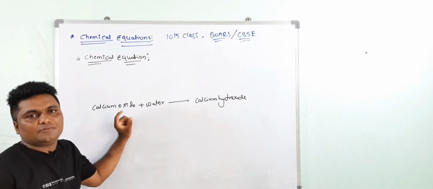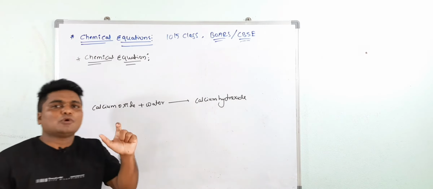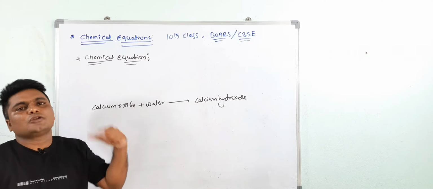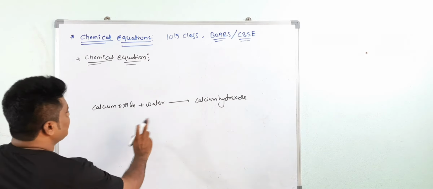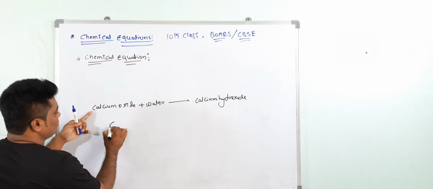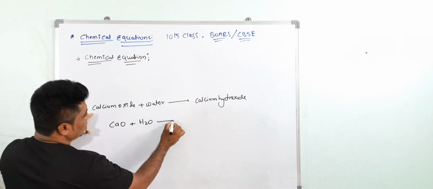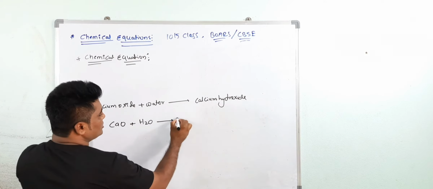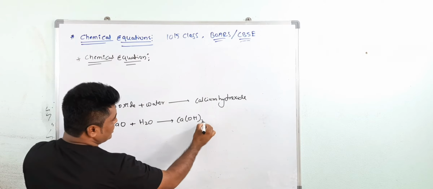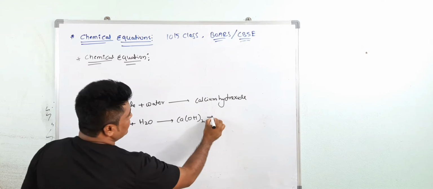So what is the chemical equation? A chemical equation is a symbolic representation of a chemical change or chemical reaction in the form of symbols or formulas. So you can represent this in the short method. Write the formula of calcium oxide, CaO. What is the formula of water? H2O. And what is the formula of calcium hydroxide? Calcium hydroxide means Ca(OH) twice. This is the symbolic representation. This is called a chemical equation.